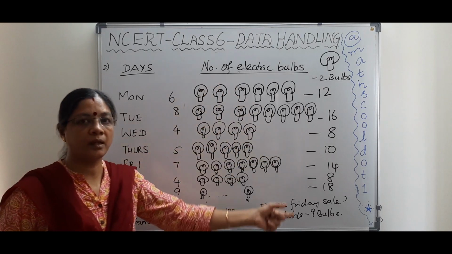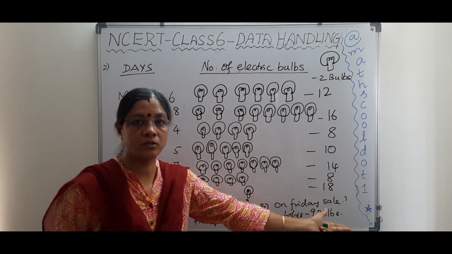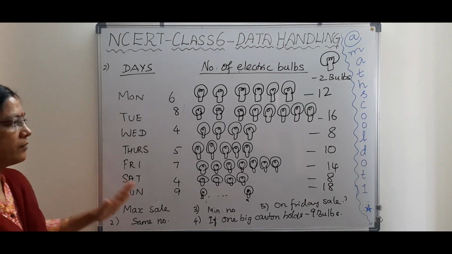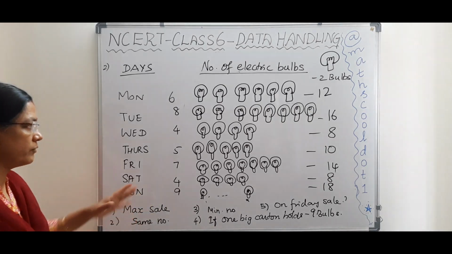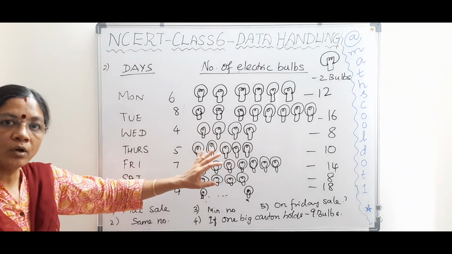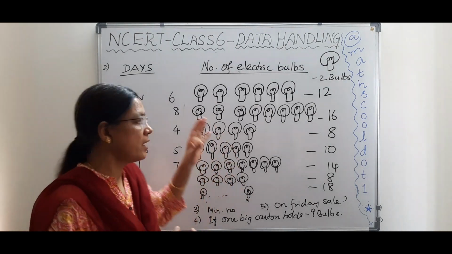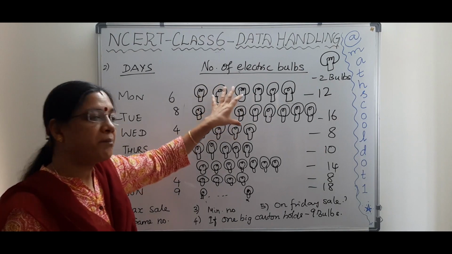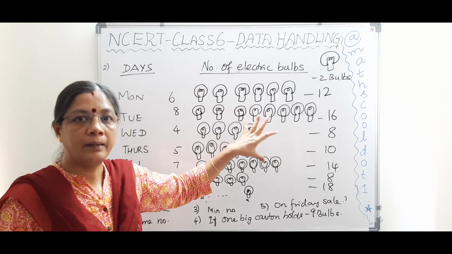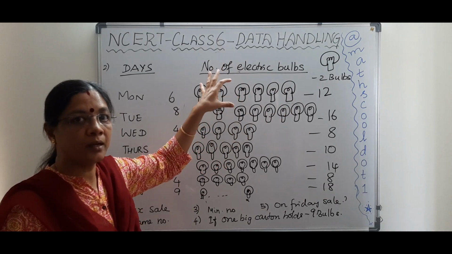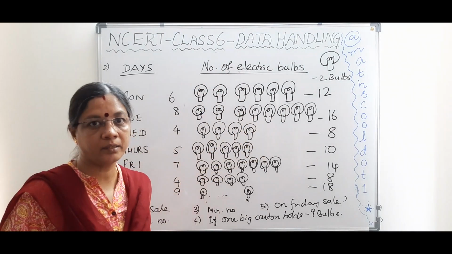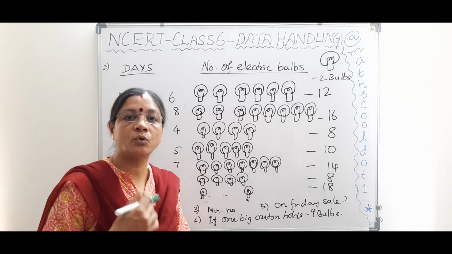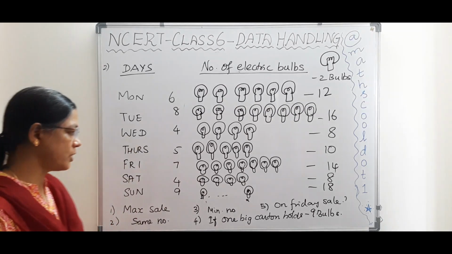Now we have constructed the table, and the table shows how many bulbs were manufactured and sold by the factory. Now we have certain questions regarding this pictograph. This is called a pictograph. We have collected the data and have represented them by means of some pictures, some symbols. I have used a picture like a bulb because it is regarding the number of electric bulbs being sold by that factory or that outlet. So you have the total number of bulbs sold on each day. Now let's answer the questions which are being asked.